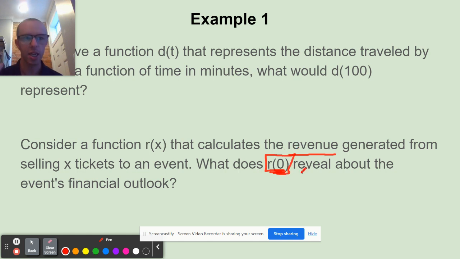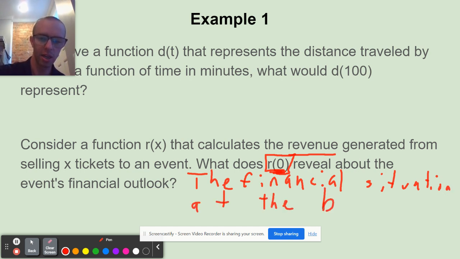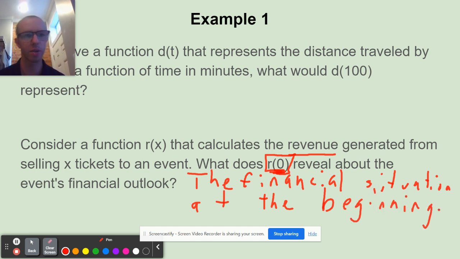So sometimes it's kind of giving us the y-intercept at the beginning. So the financial situation at the beginning, before they've sold any tickets, all right? Tells us where they started. Did they start in debt? Did they have some positive profits already? Yada, yada, yada. Alrighty.